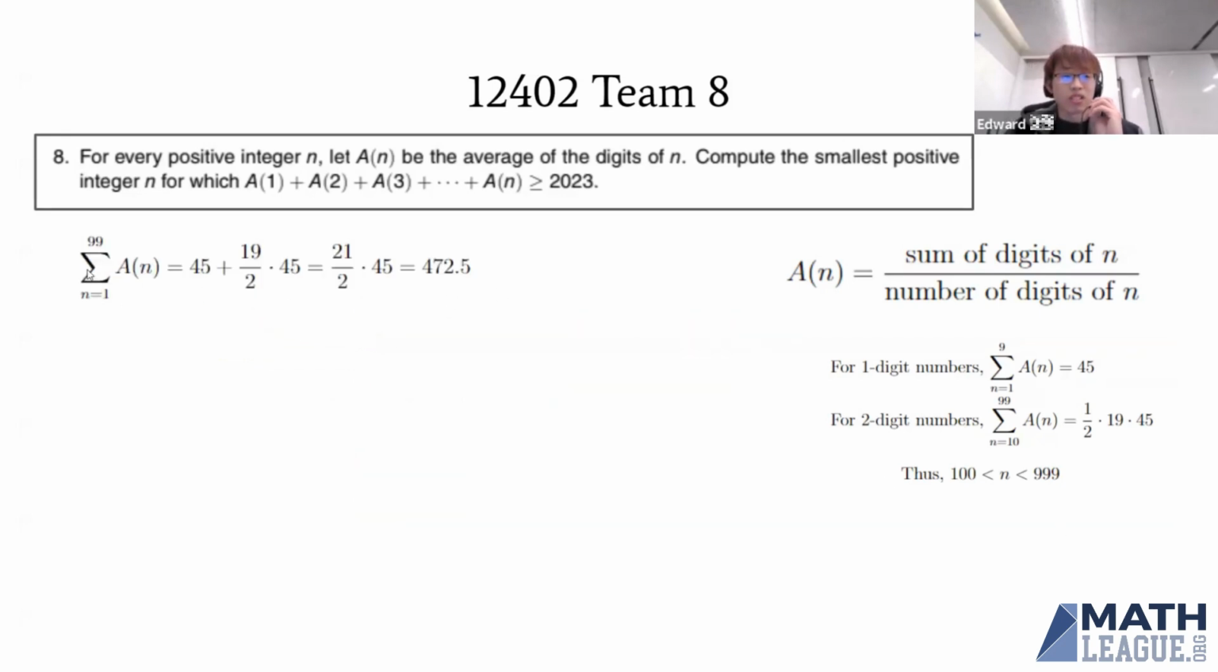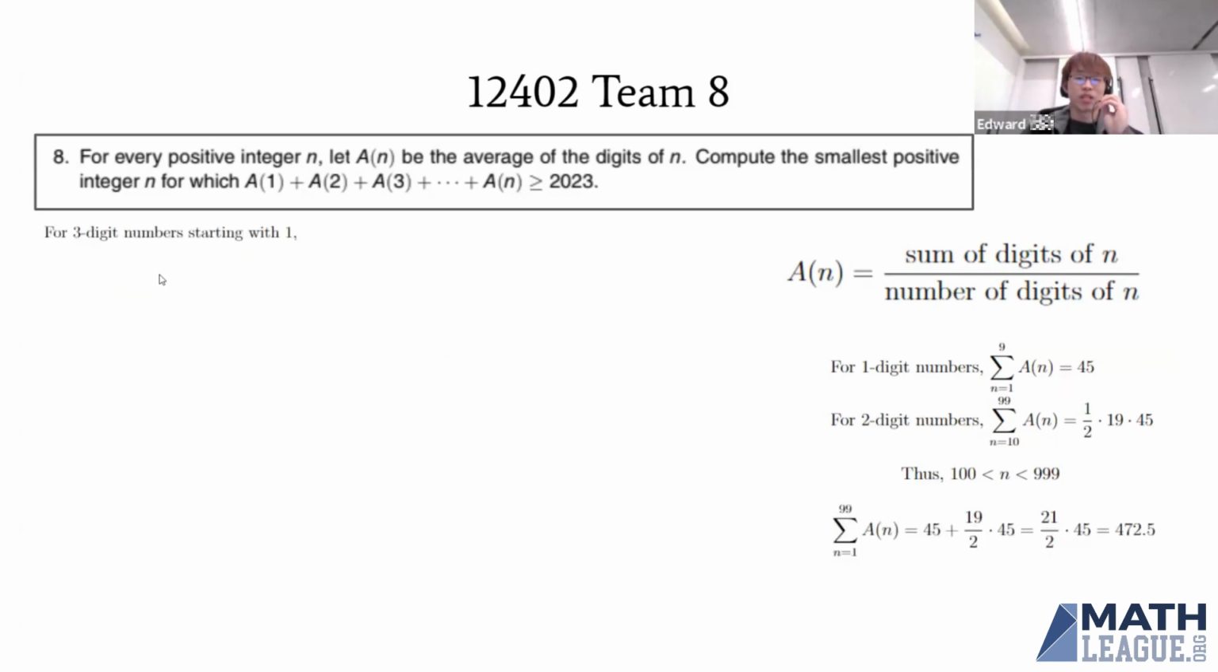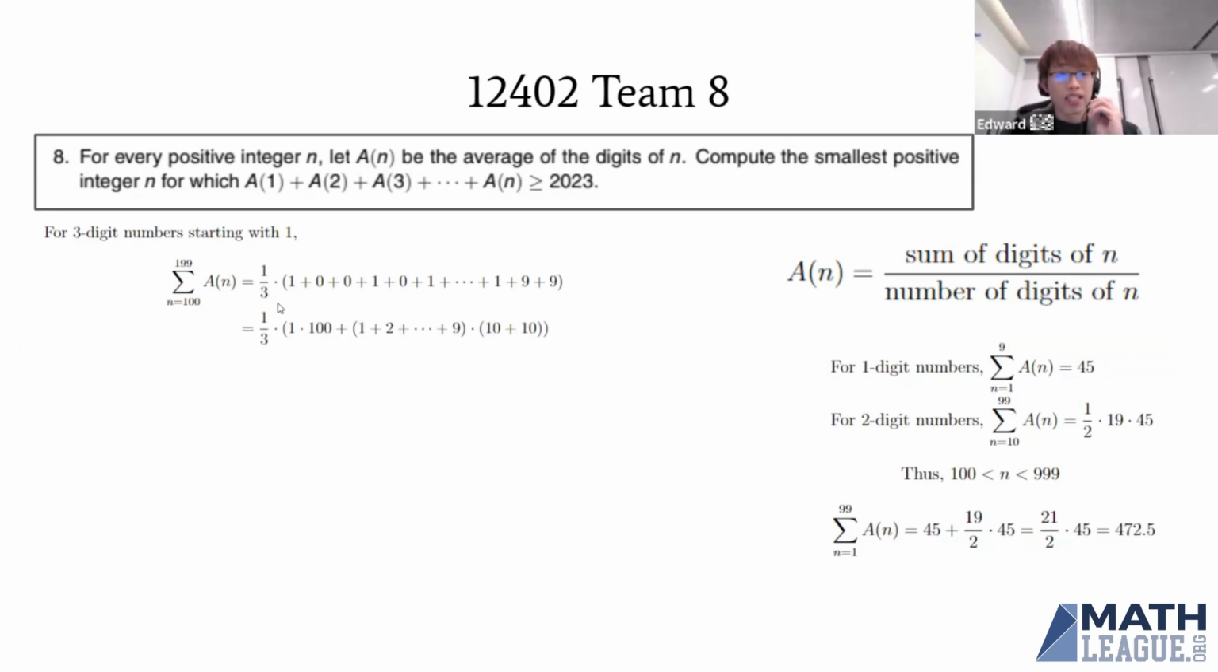So let's recap what we know. The sum of a sub the first 99 numbers is 472.5, which can be derived from these two. Let's estimate what interval of 100 n falls into. For the 3-digit numbers that start with 1, we'll have 1/3 times 1 plus 0 plus 0, plus 1 plus 0 plus 1, and so on until 1 plus 9 plus 9. That can be simplified by taking all the ones in the hundreds place together. There are 100 of those, and then each of the non-zero digits appears 20 times. This simplifies to 1,000 over 3.